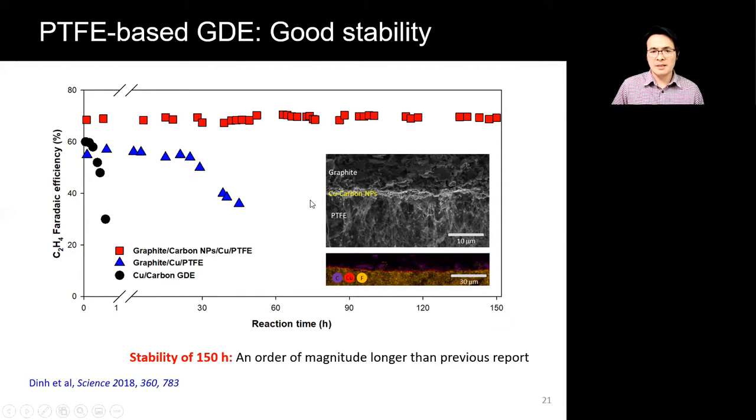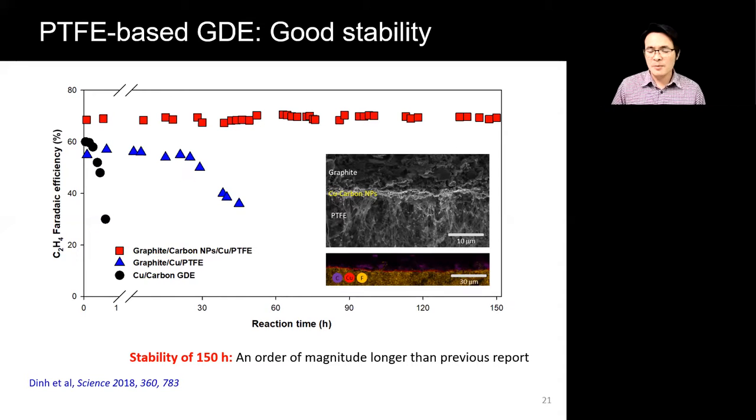By depositing the copper and graphite on the PTFE, we maintain the reaction for 150 hours, which is an order of magnitude longer than previously reported for CO2 reduction to ethylene. We also confirm the structure of the catalyst after the reaction, that we can still observe the distribution of the copper, nanoparticles, carbon and graphite throughout the cross-section SEM here.